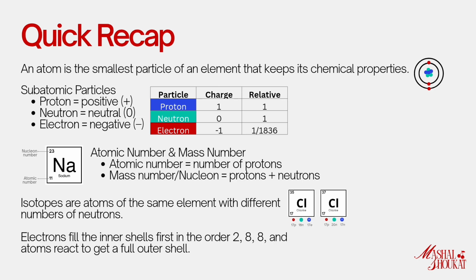Protons and neutrons have 1 mass, while electrons have 1 over 1836 mass. Atomic number equals the number of protons, and mass number equals protons plus neutrons, which is the nucleus. Isotopes are the same element with different neutrons. Electrons fill shells in sequence with 2, 8, 8. Atoms react to get a full outer shell, which is called a chemical reaction.